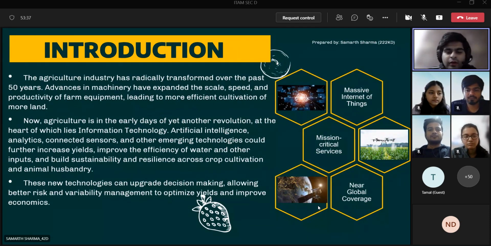So, going further into the slide, we'll be looking at specific examples in agriculture where IT can be used, where IT can be bettered to perform to our capabilities. So, we'll be looking at examples now. So the first one is weather forecasting.